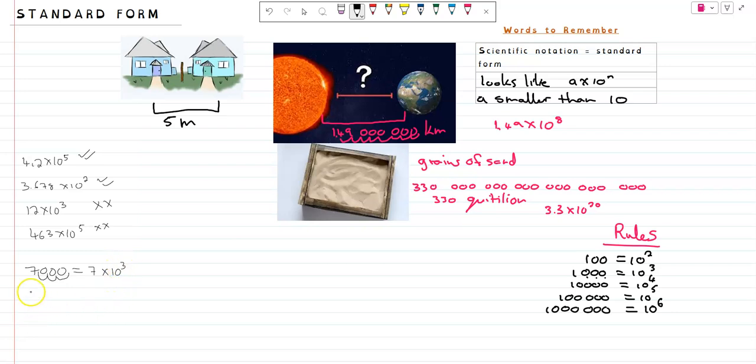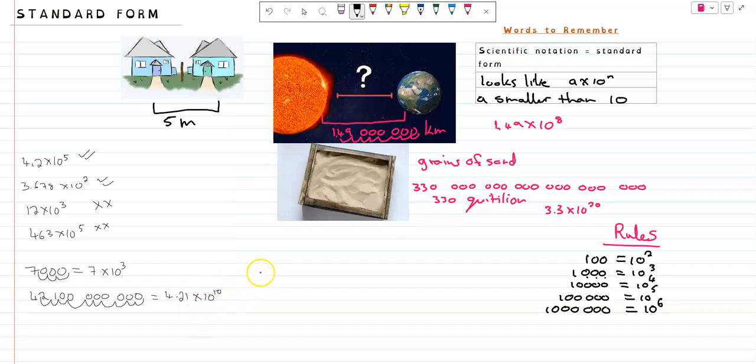Our next number is 42,100,000,000. How would we write that in standard form? We need to count our spaces, don't we? We start at the back. 1, 2, 3, 4, 5, 6, 7, 8, 9, 10. Okay, so then we have 4.21 times 10 to the power of 10.